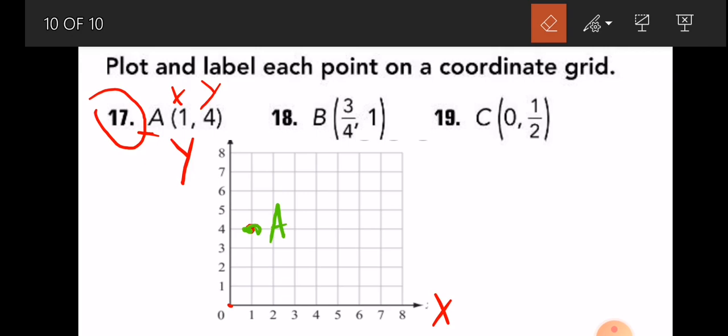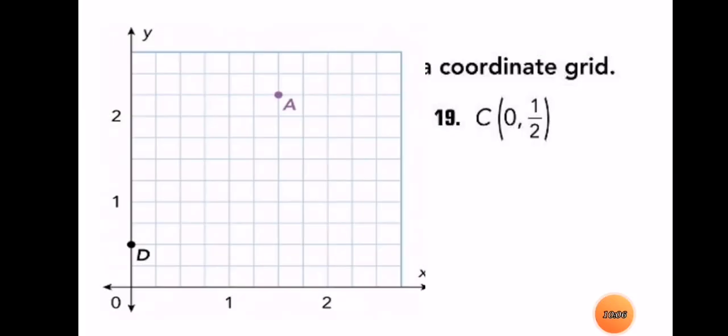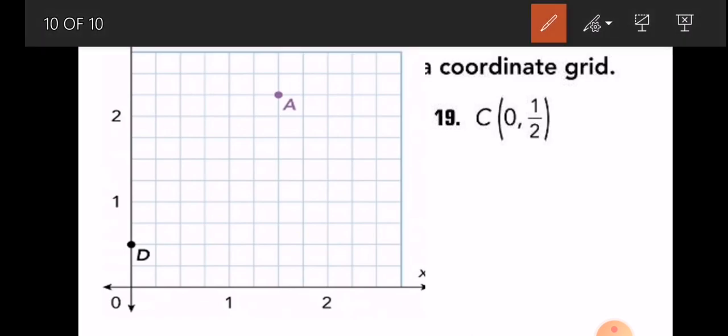Let's do another one. Now question number 19. We need to plot point C. The ordered pair of point C is (0, half), meaning 0 on the x-axis then half on the y-axis. So write 0 then up half. What does writing 0 mean? It means I will move? No, I will start from the origin, which is (0, 0) here. Then 0 means I will not go to the right. Then up half. How can I make half?